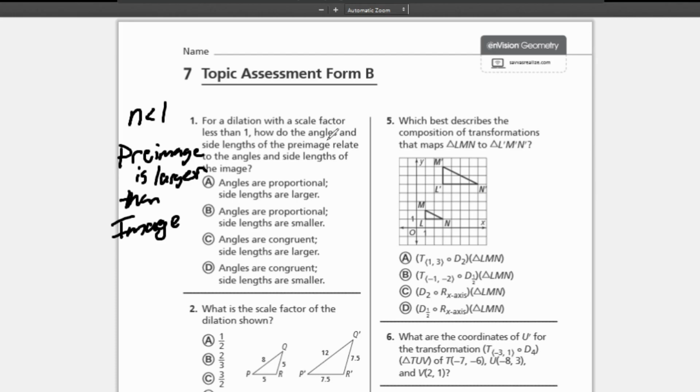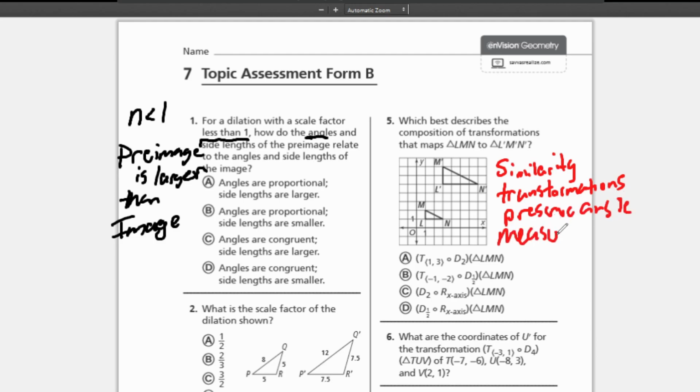And it wants to know, how do the angles and side lengths of the pre-image relate to the angles and side lengths of the image. So remember, the pre-image is larger, but if we have a similarity transformation, which is what a dilation is, these similarity transformations preserve angle measure and proportionally change the side lengths.